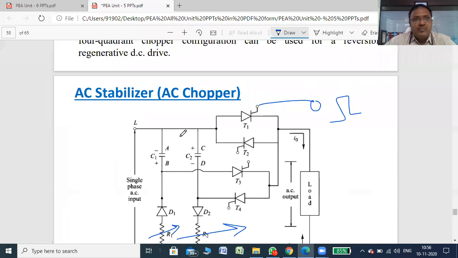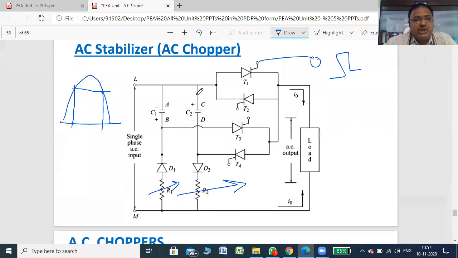How does it turn off? The supply voltage is given, for example, this is a sine wave. At this instant, the SCR turns on depending upon the trigger impulse, then it turns off at this particular angle. This is achieved with the capacitor voltage. Whenever the capacitor voltage is more negative than the supply voltage, it reduces the anode current below the holding current, so that thyristor T1 turns off at this particular end. So this is achieved with the voltage across capacitor C1.